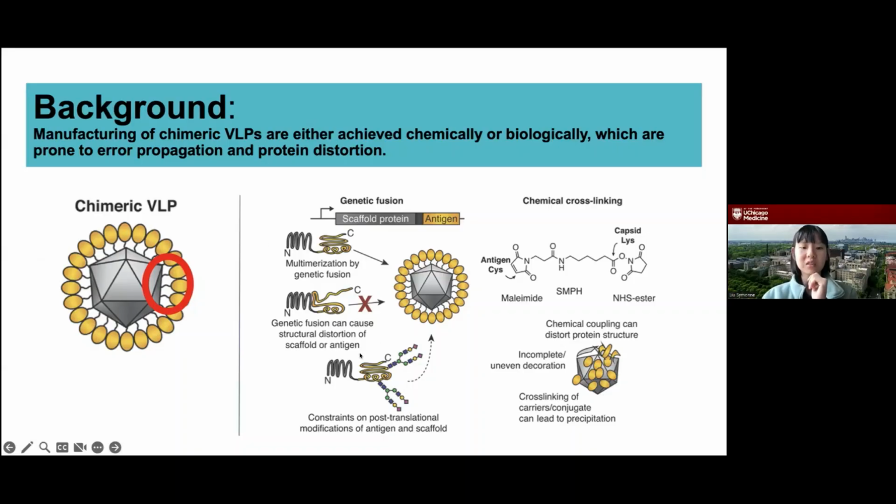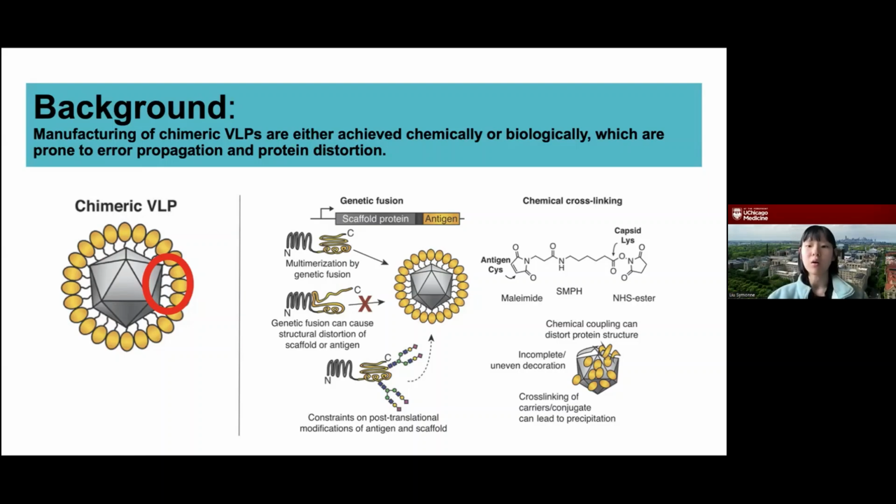But the problem with this, though, is that you're really taking a big leap of faith, because many times when you connect antigens with your scaffold protein, sometimes they'll misfold, and many of the times these scaffold proteins are not able to self-assemble as properly as their wild-type counterparts.